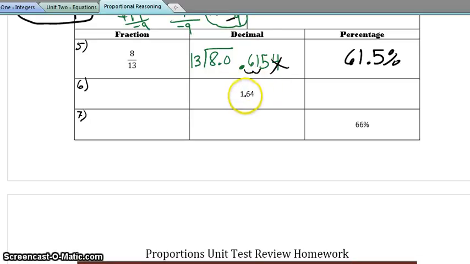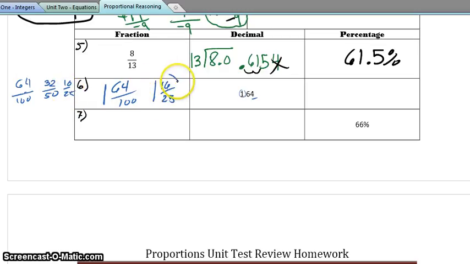Decimal to a fraction, well, this is a whole number 1. And 64 needs to go over 100 because the 6 is in the tens and the 4 is in the hundredths. We just need to simplify. 64 over 100. We could divide by 4, but let's say you don't want to. You got 32 over 50. Divide by 2 again. 16 over 25. So 1 and 16/25. Always a good idea to write your final answer.